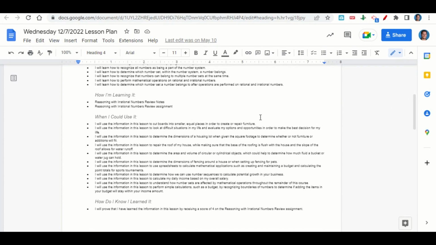How are we learning it? Through the Reasoning with Irrational Numbers review notes and the Reasoning with Irrational Numbers review assignment. When can we use this information?